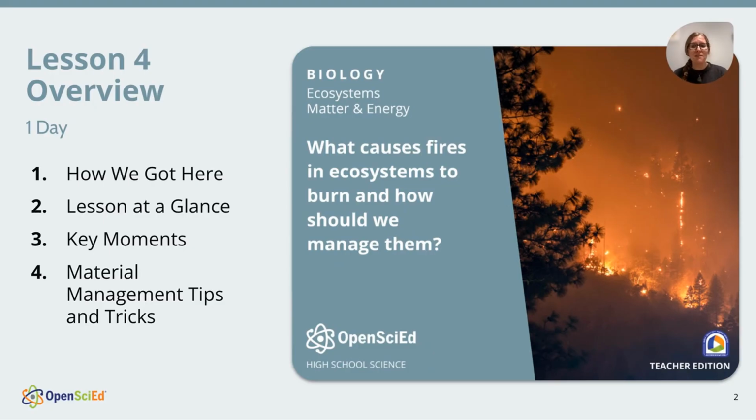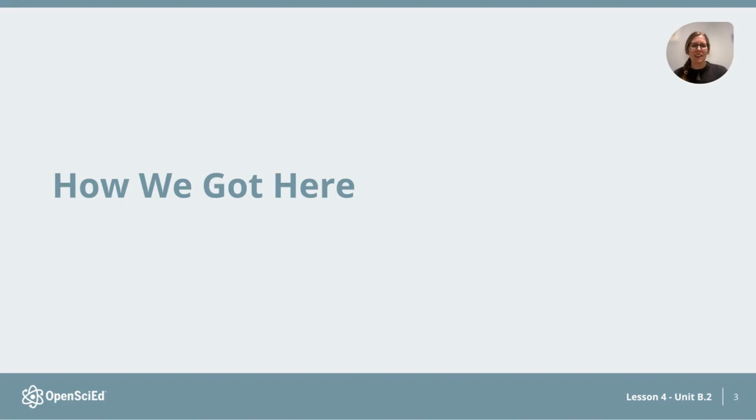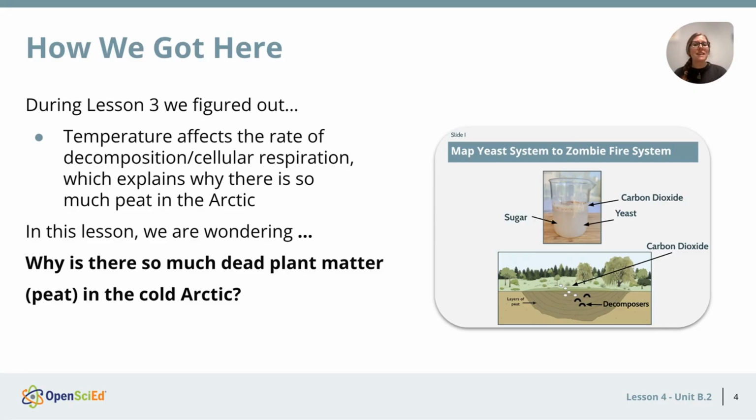So in today's lesson video, we're going to see how we got here, take a look at the lesson at a glance, highlight key moments, and go into management tips and tricks. Let's get started. How we got here. During lesson 3, we figured out that temperature affects the rate of decomposition, which really is cellular respiration by decomposers, which explains why there is so much peat in the Arctic. In this lesson, we are wondering, why is there so much dead plant matter in the cold Arctic to start with?